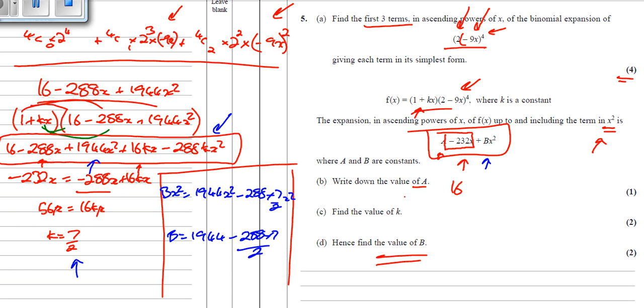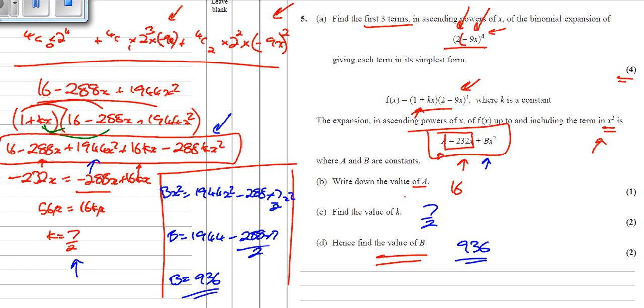So we work that out in the calculator. So 1944 minus 288 times 7 over 2. And we get b equaling 936. So 936 is the answer for that one. And obviously k was 7 over 2. So, I mean, that's a reasonably tricky application of this topic.